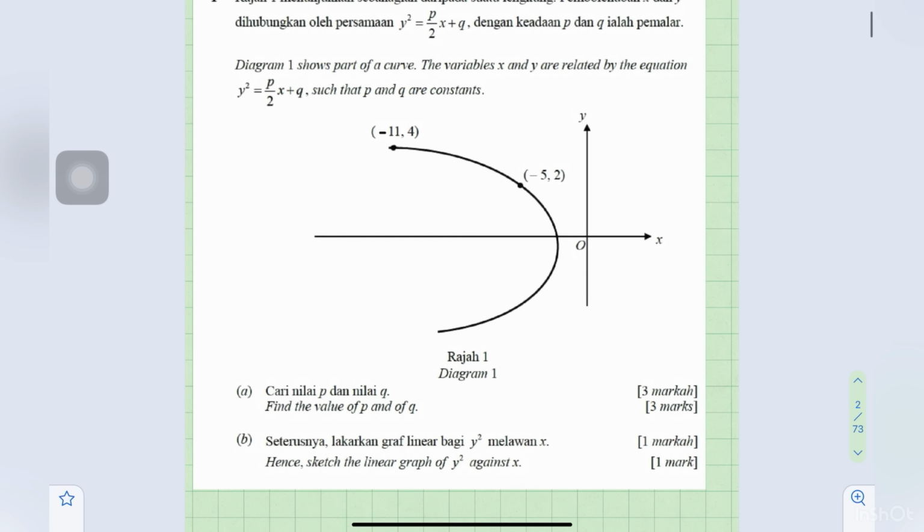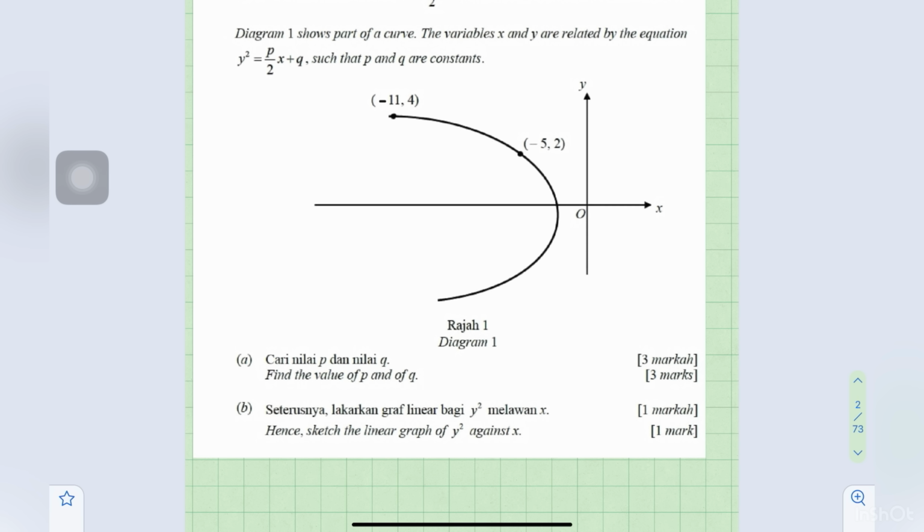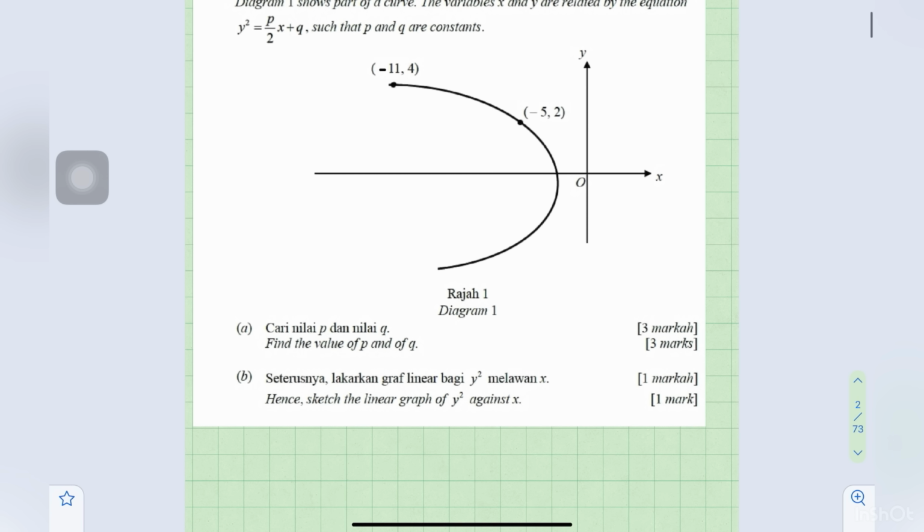Okay, question number 1, diagram 1 shows part of a curve. The variables x and y are related by the equation y squared equals p over 2x plus q, such that p and q are constants. Okay, so then (a), find the value of p and of q.